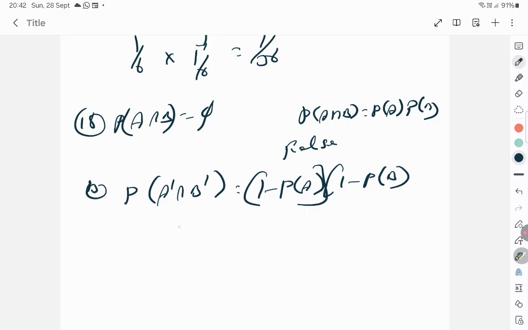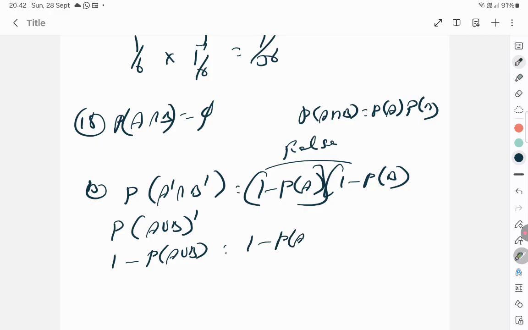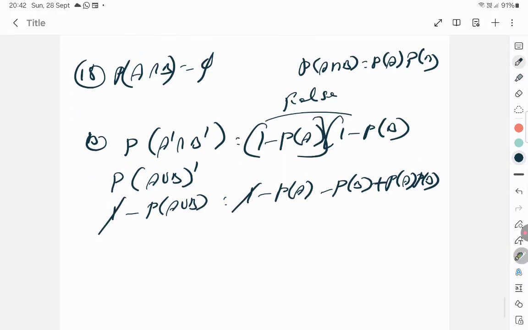They are asking you if this is true or false. The question is not clear. So you know this itself, by De Morgan's law, is P of A union B the whole dash, which is 1 minus P of A union B. And then you take this and multiply it inside, and you get 1 minus P of A minus P of B plus P of A into P of B. You have a 1 and 1 which can get cancelled, and by taking the negative sign out on the right side, you get P of A plus P of B minus P of A into P of B.